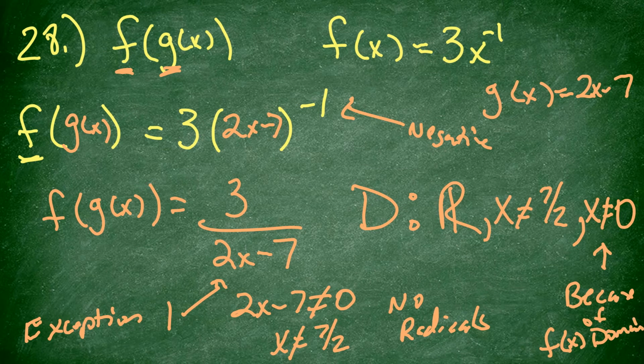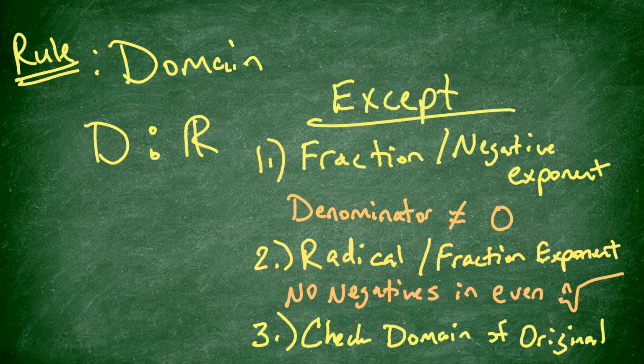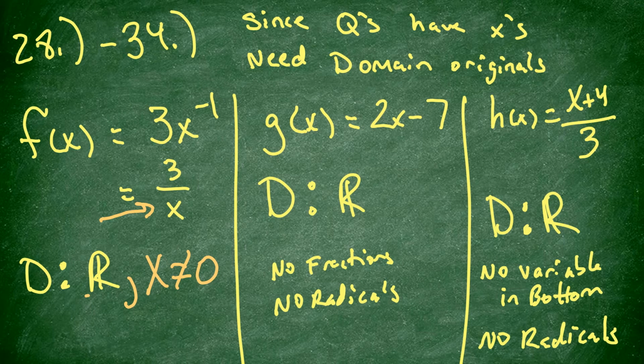All right, that's it for 28. All right, 30 says h of f of x. So I always start with h because that's the first thing I see. So I put h and I put a big old blank space. And I need to know the original function, so I go back and I see the original function is x plus 4 all over 3.